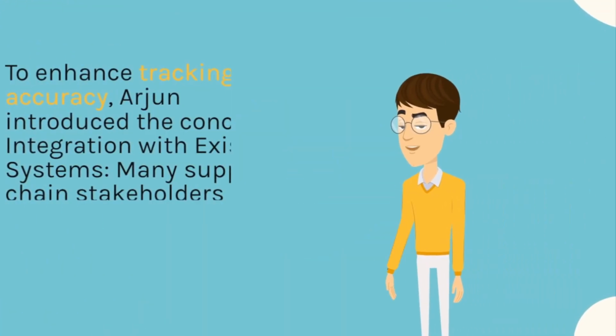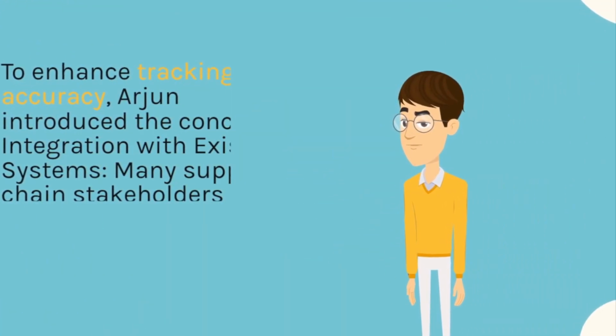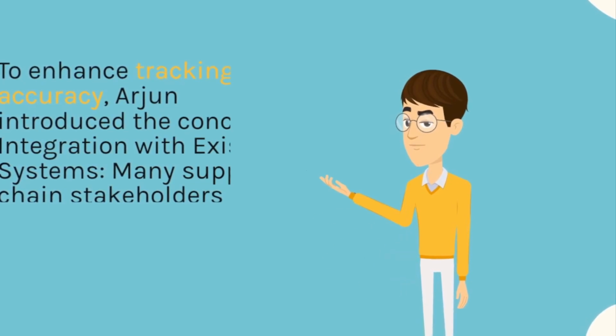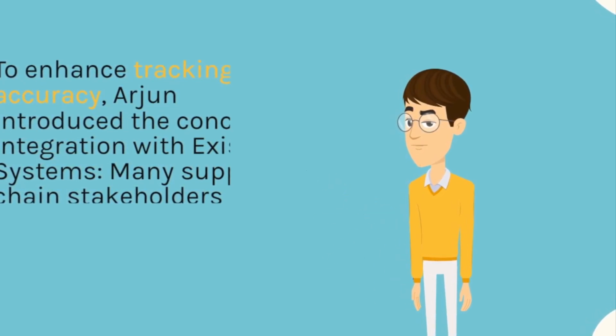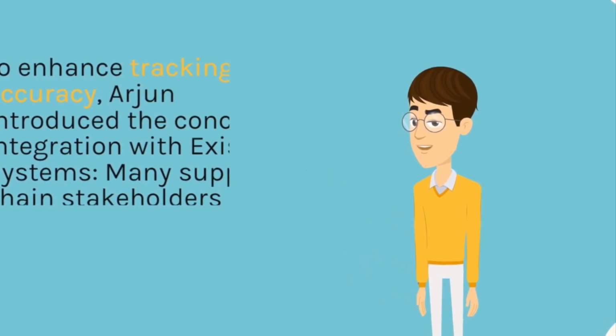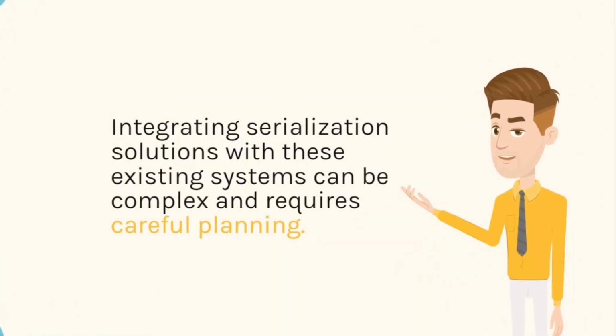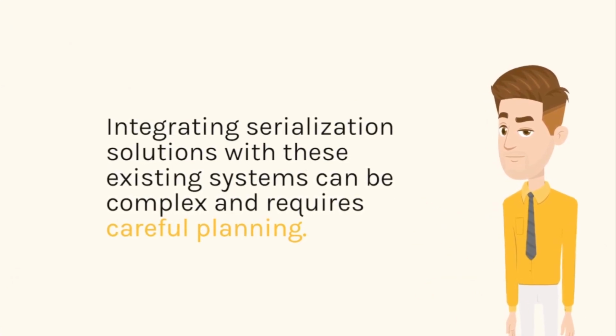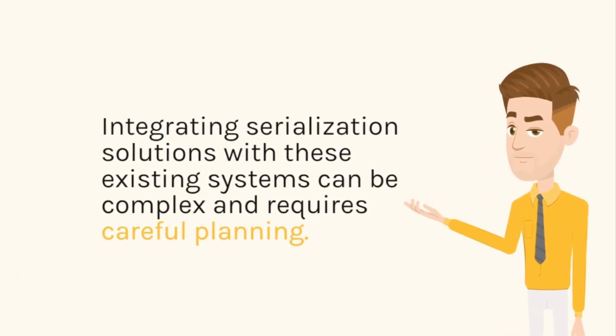To enhance tracking accuracy, Arjun introduced the concept of integration with existing systems. Many supply chain stakeholders might already have established legacy systems. Integrating serialization solutions with these existing systems can be complex and requires careful planning.